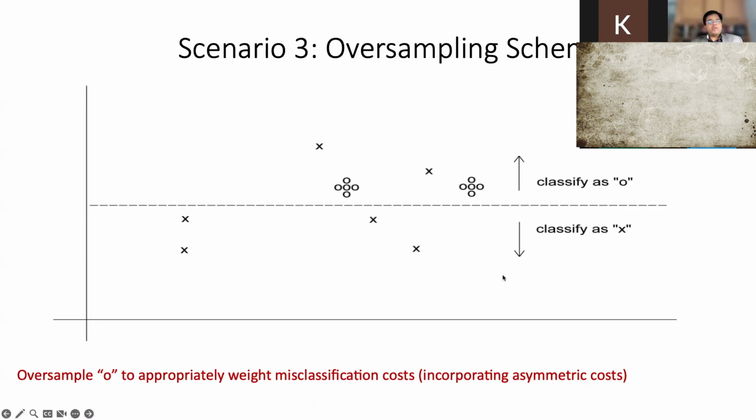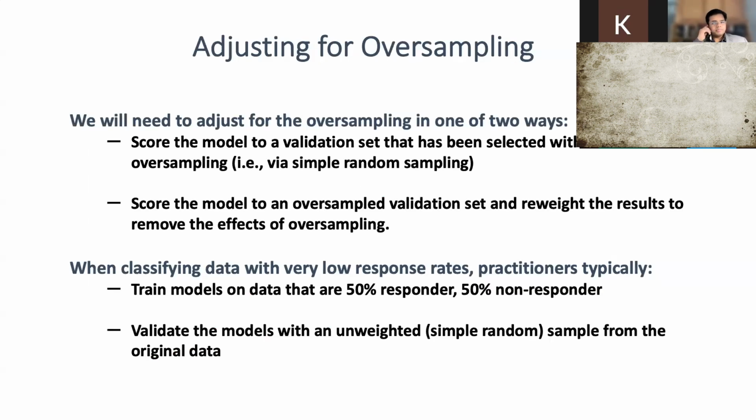And then when we run the model, we would classify the way we did in the previous slide. It incorporates the asymmetric cost, but we have also oversampled O's to ensure that they are included there. Now, all this has been done in the training set. Again, I emphasize that oversampling is done in the training set for the model to learn. But then we have to adjust for this oversampling in the validation set when we are predicting something, right? So we have to adjust it.